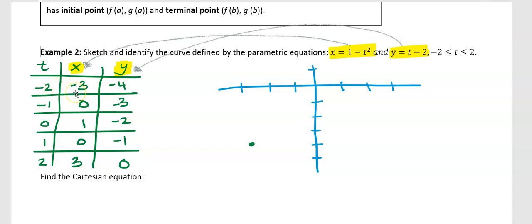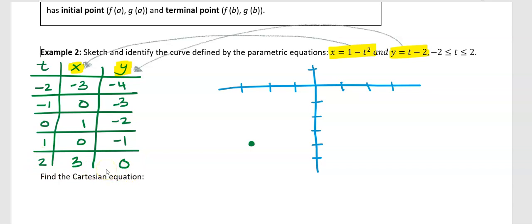So this is going to actually be my starting point. When I connect the points, I don't want to draw anything beyond this point. This should truly be where it starts, and then my terminal point will be the ordered pair that resulted from the last part of the interval, which was 2. So the ordered pair 3, 0 will be my terminal point.